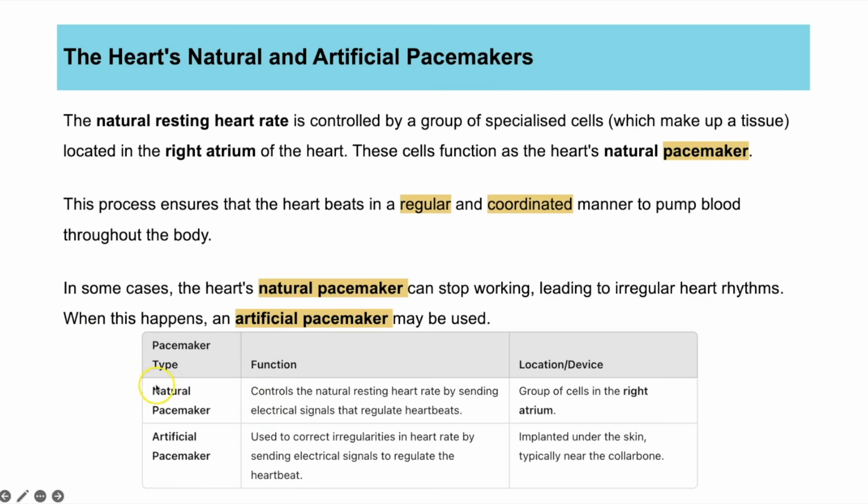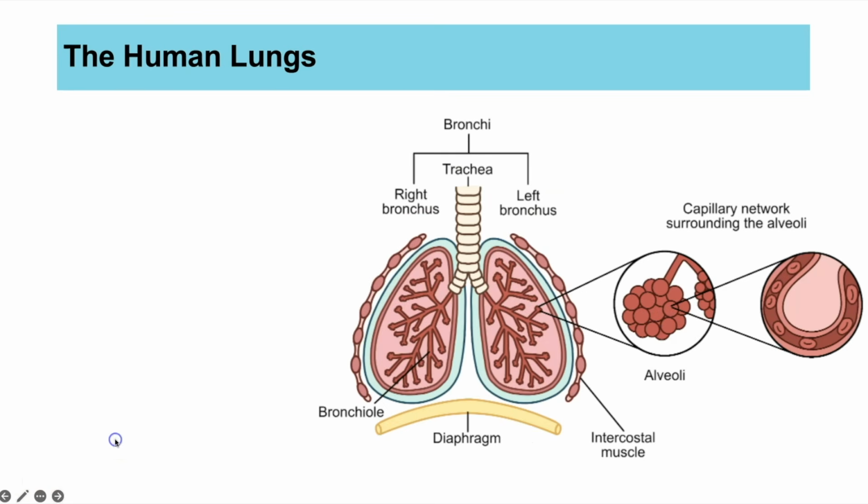So you've just got a little summary box there on the difference between your natural pacemaker cells, which, because it is a group of cells, is an example of a tissue, versus an artificial pacemaker.